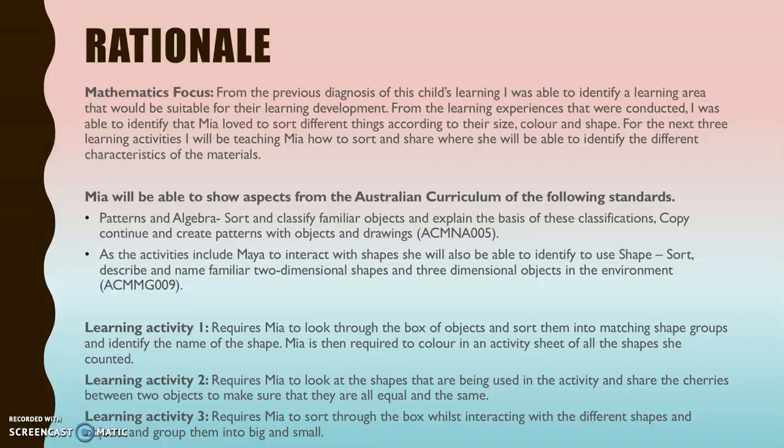Through this, she will be able to sort different things according to their size, the colour, shapes and different classifications. She'll also be demonstrating 2 curriculum standards. From patterns and algebra, she's able to sort and classify familiar objects and then explain the basis of these classifications. And because I use shapes during the activities, she'll also be able to use the shape standard, where she's able to sort, describe and name familiar 2-dimensional shapes and 3-dimensional objects in the environment. And then there's just a list of learning activity 1, 2 and 3.